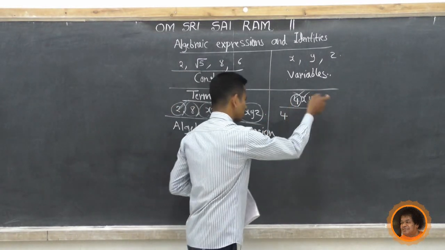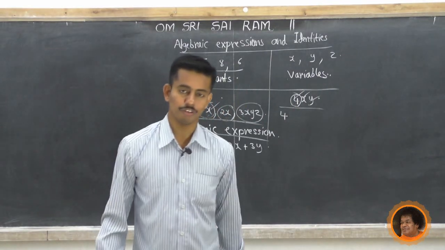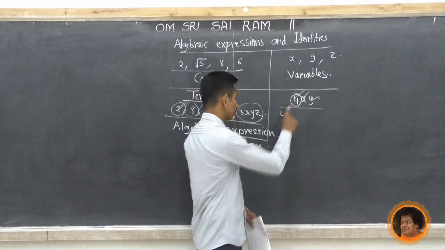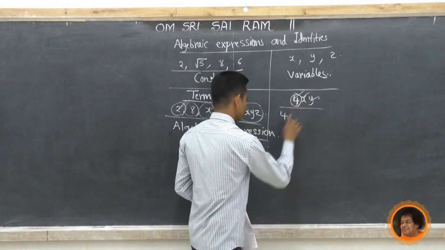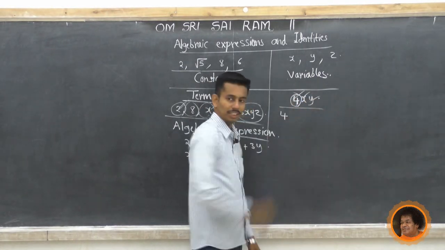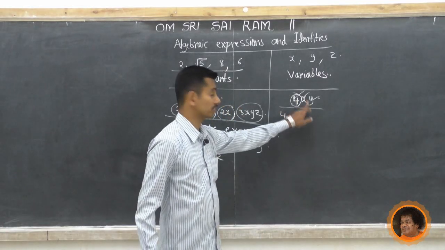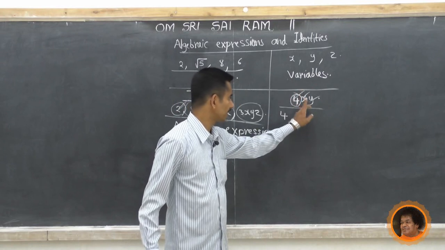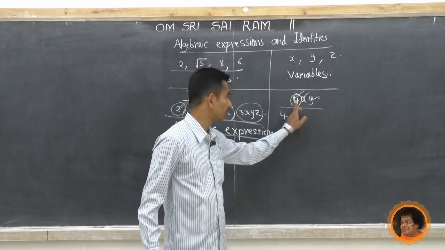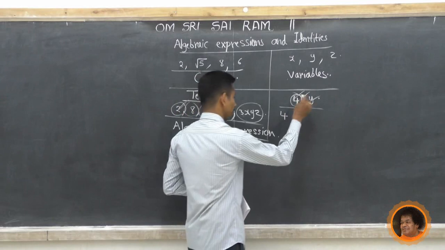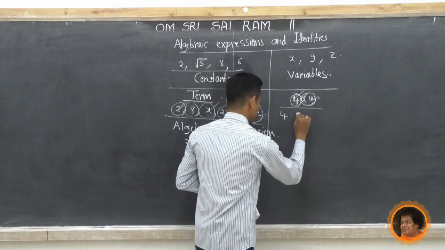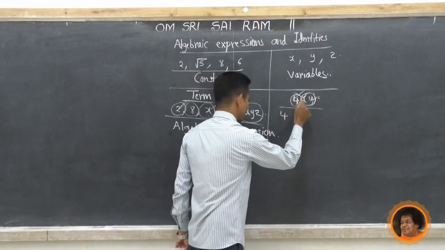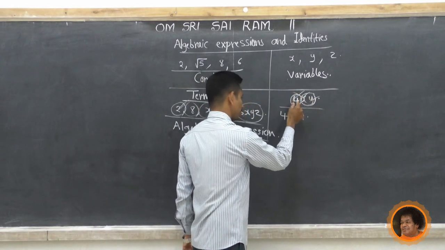Now in 4xy, what are the factors of 4? Tell me the factors of 4. In 4xy, x and y are called factors of 4. 4 is multiplied by x, then it is multiplied by y, and then we get 4xy. So which are the factors of xy? 4 is a factor of xy, or xy is a factor of 4.